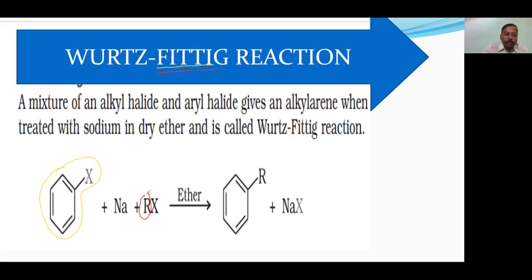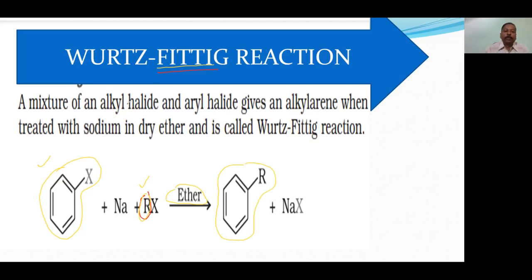And because of the Wurtz, it will be alkyl halide. So one side alkyl halide, another side aryl halide. Anything with a halogen attached to the benzene ring, the aryl group, is called an aryl halide. So this is the reaction between them in the presence of ether. And here we cannot say it is double because both groups are different now.